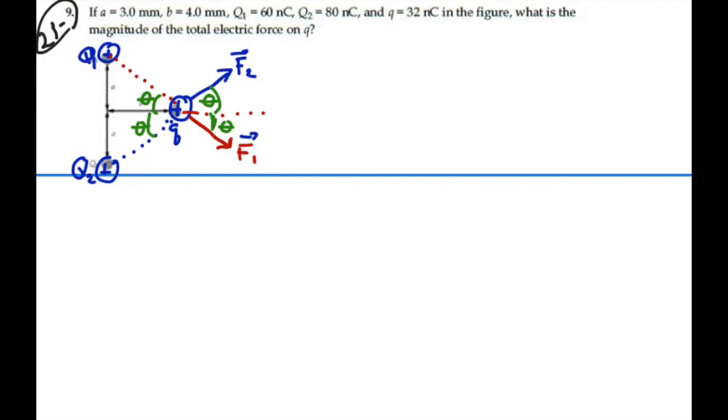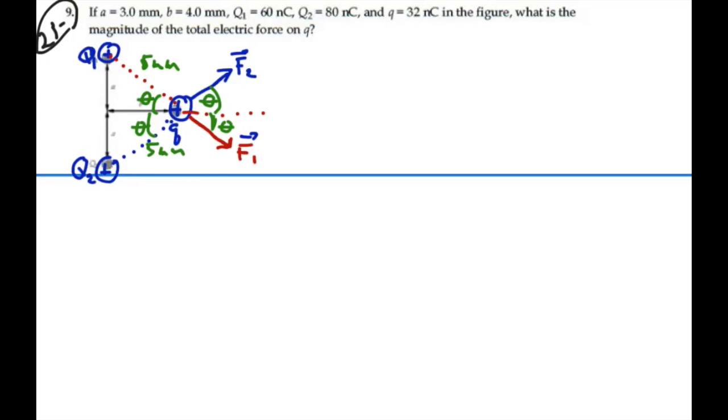Now when looking at our triangle with our A and our B, we have A is 3 millimeters, B is 4 millimeters. Our hypotenuse will be equal to 5 millimeters. So the distance between these charges will be 5 millimeters according to the 3, 4, 5 triangle. We could verify that using the Pythagorean theorem, but we know that should be a 3, 4, 5 triangle.